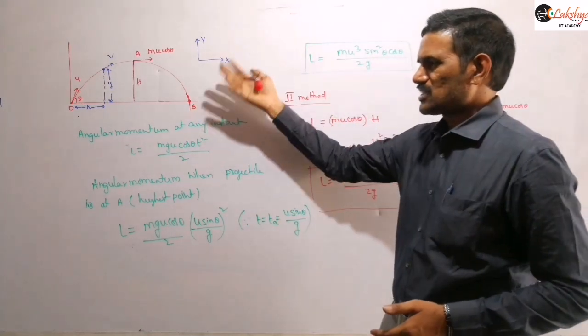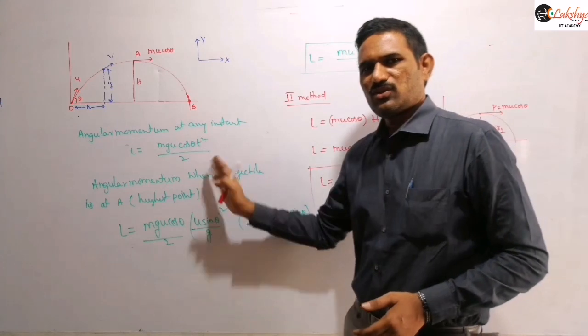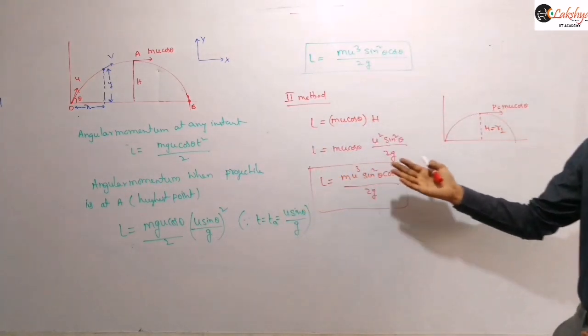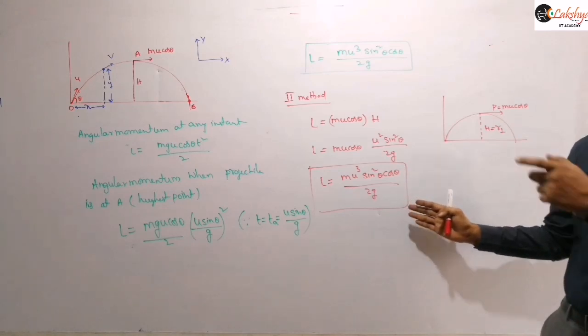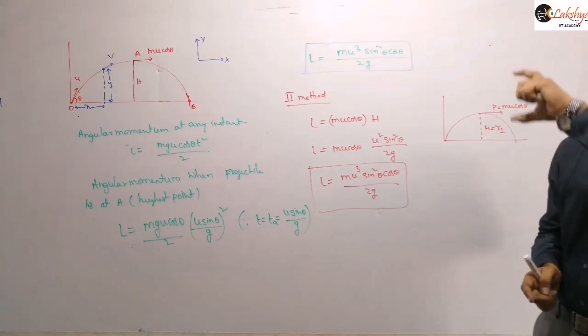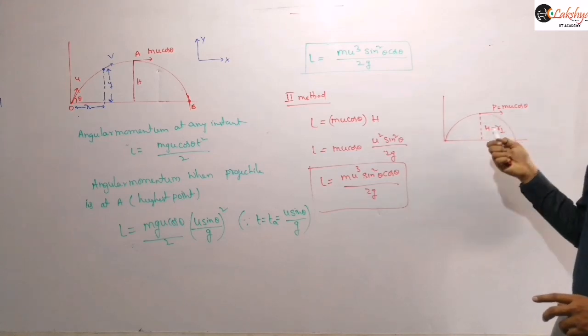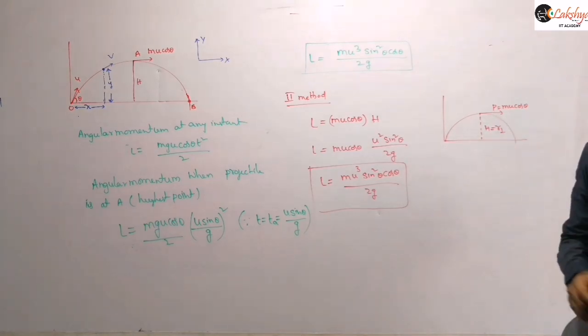So if they are asking at any instant of time, you can follow the cross product method. If they are asking for the highest point, you can follow either that or you can simply write like this. The direction of momentum is along the horizontal, then h will be the perpendicular distance here. So you can write mu cos theta into h.